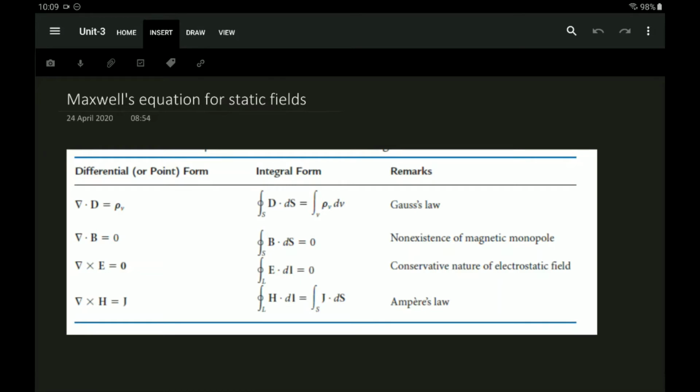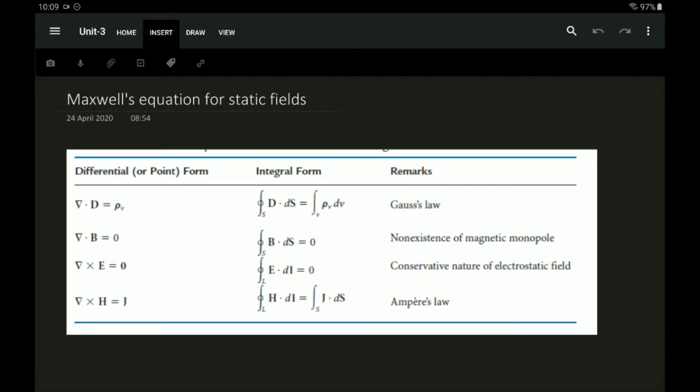Hi, hello, namaste. In this session, we'll be seeing the Maxwell's equations for static fields. So, till now, we have almost come across electrostatics and magnetostatics, and we have seen various different equations.